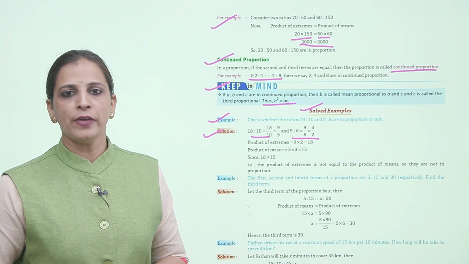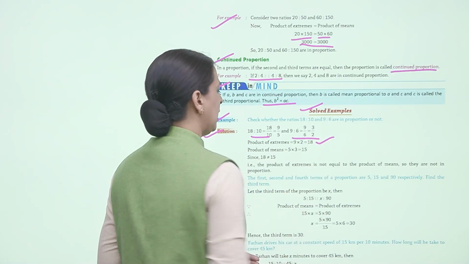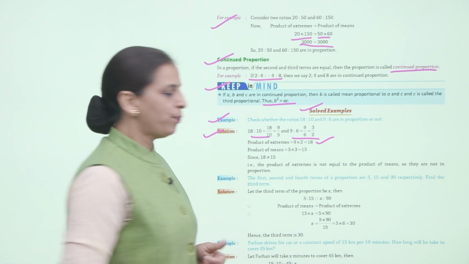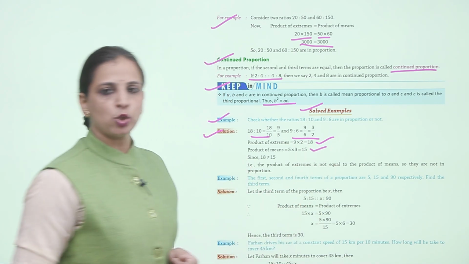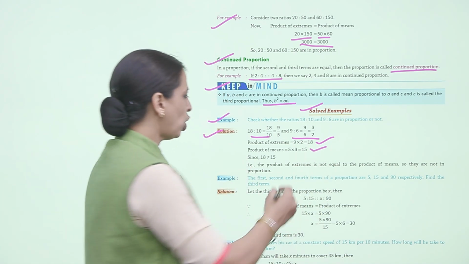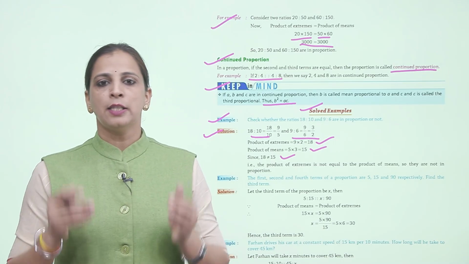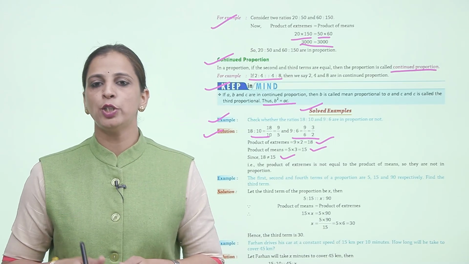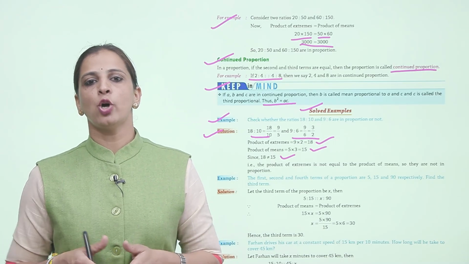Now product of extremes, that is 9 into 2 is 18, and product of means is equals to 5 into 3 is equals to 15. Since 18 is not equals to 15, that is the product of extremes is not equal to the product of means, so they are not in proportion.